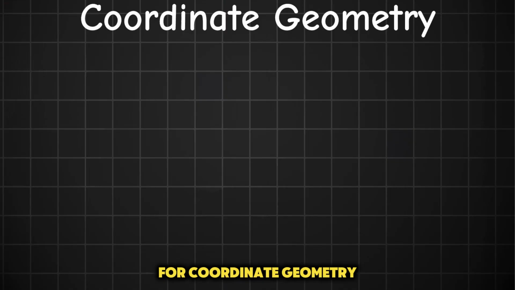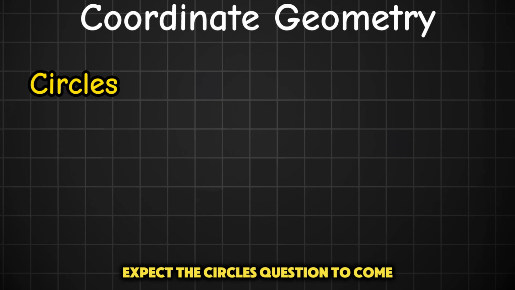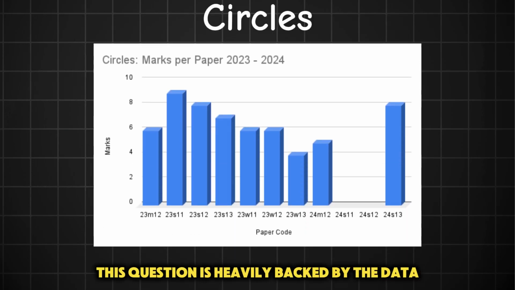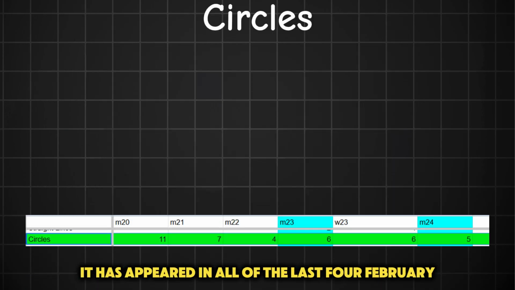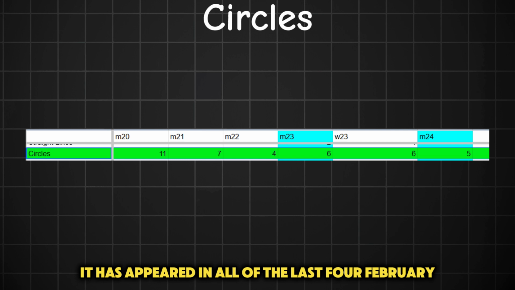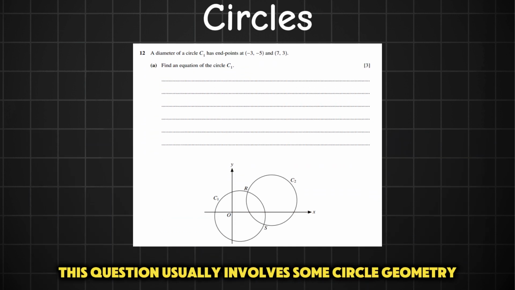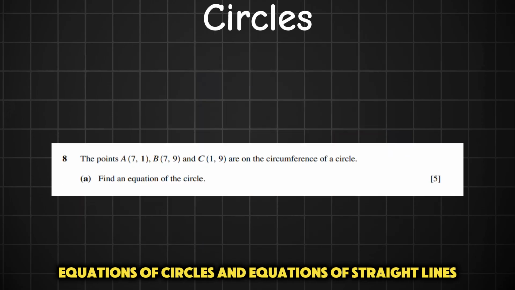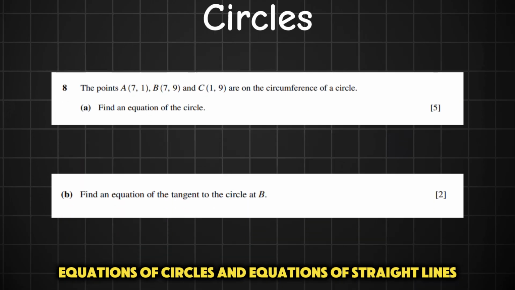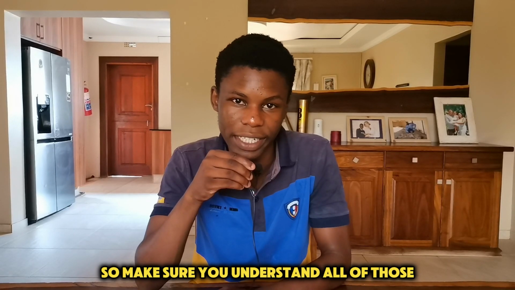For coordinate geometry, expect the circles question to come. This question is heavily backed by the data. In fact, it has appeared in all of the last 4 February-March papers. This question usually involves some circle geometry, equations of circles, and equations of straight lines. So make sure you understand all of those.